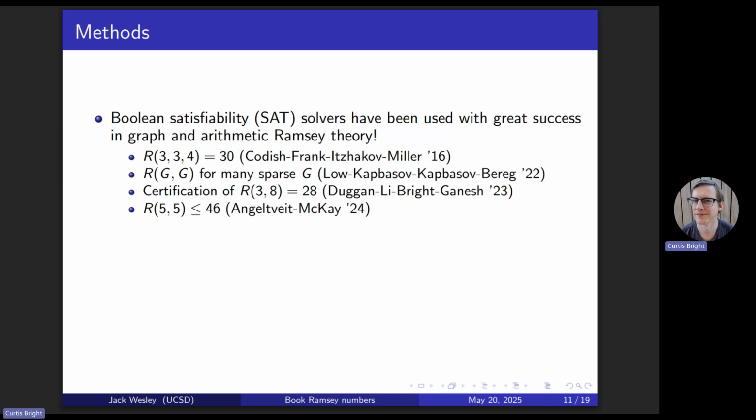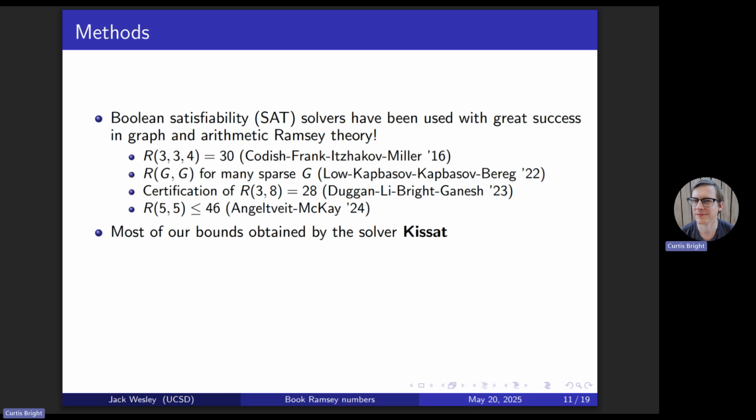So Curtis and his co-authors were able to certify that this upper bound for R38 is indeed correct using SAT methods. And then finally, this infamous R55 problem, the upper bound was cut down recently from 48 to 46, and SAT played a nice role in some of the case checking for that as well. And this entire R55 proof took about 80 years of CPU time to verify. So it's very, very much a lot.